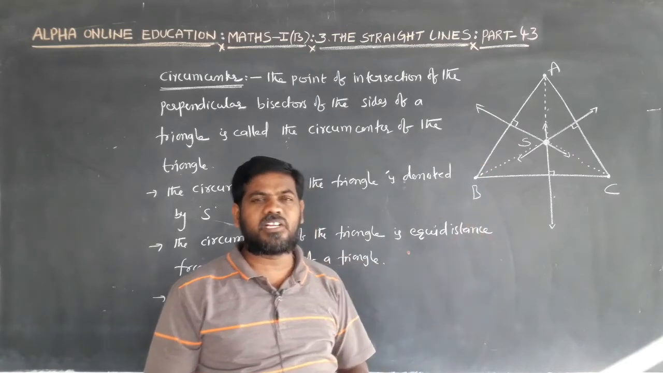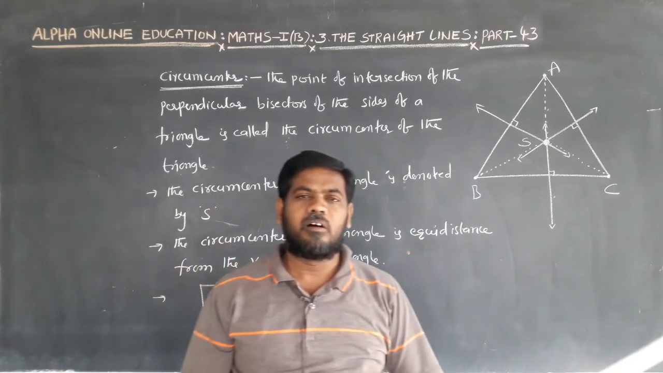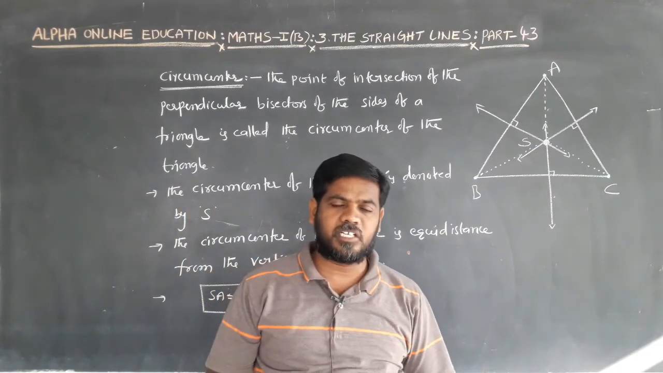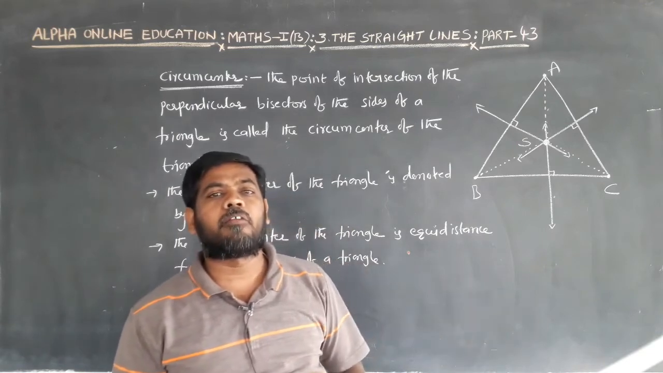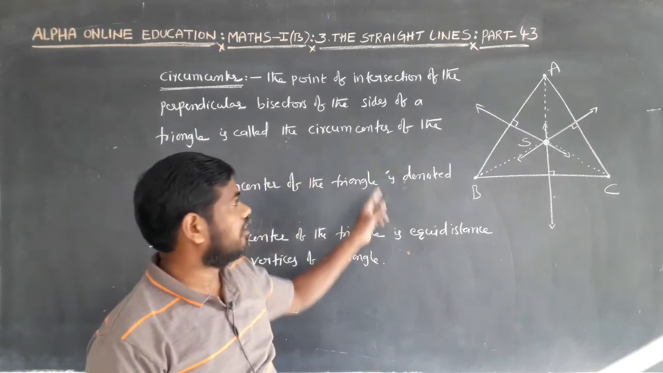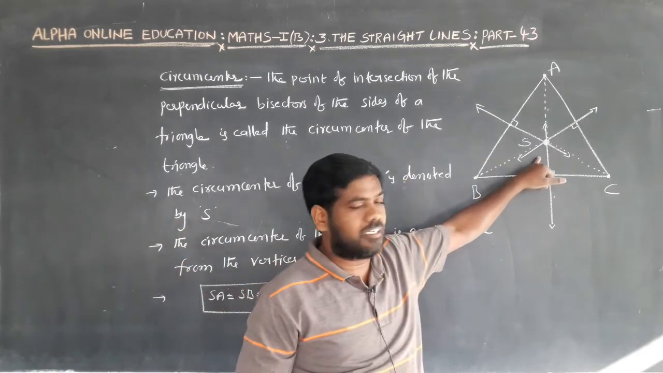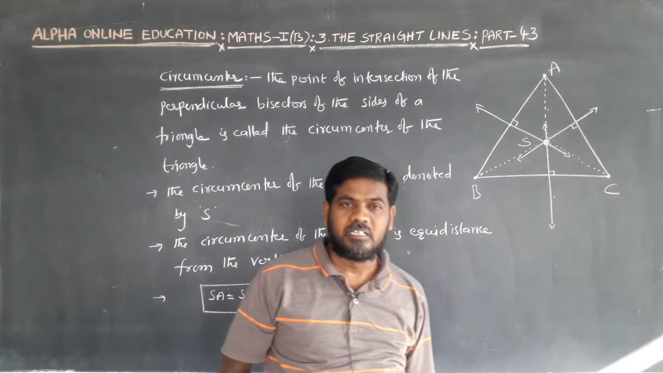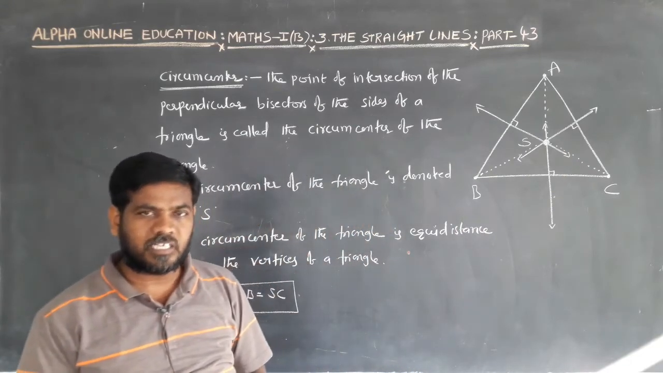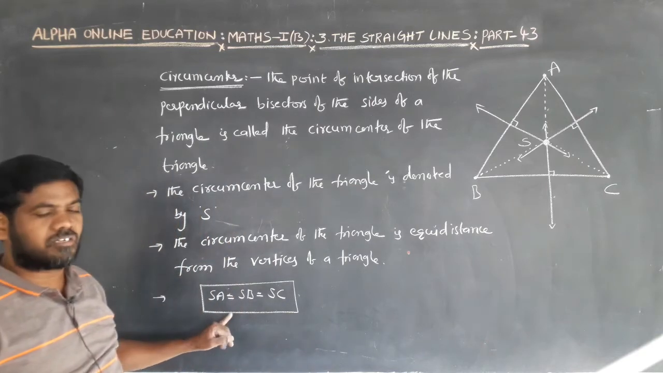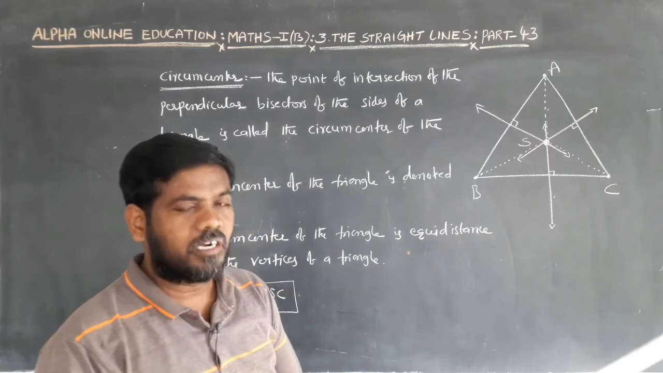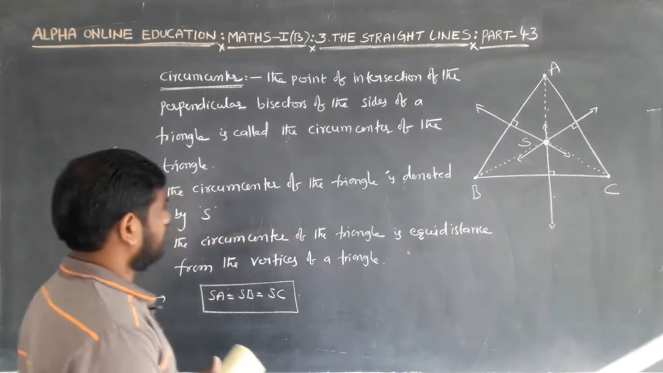This is the definition of the circumcenter of a triangle. Circumcenter means the point of intersection of the perpendicular bisectors of the sides of a triangle. The circumcenter is denoted by S, and it is at equal distance from the vertices, so SA is equal to SB is equal to SC. This is the definition. Let us solve one problem.